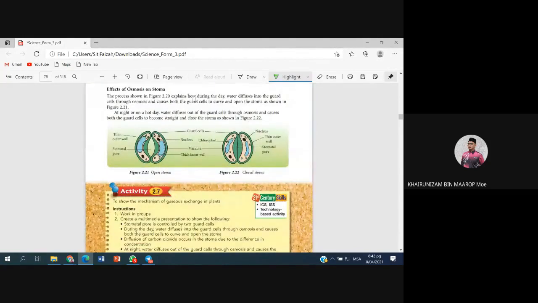Explain how during the day water diffuses into the gut cell through osmosis, cause both the gut cell to curve and open the stoma. Like this. At the night or the hot day, water diffuses out the gut cells through osmosis and causes both of the gut cell to become straight and close the stoma. This is because of the osmosis process.